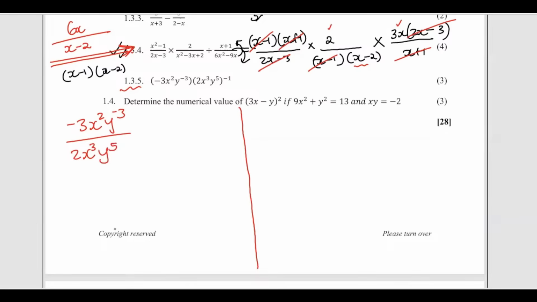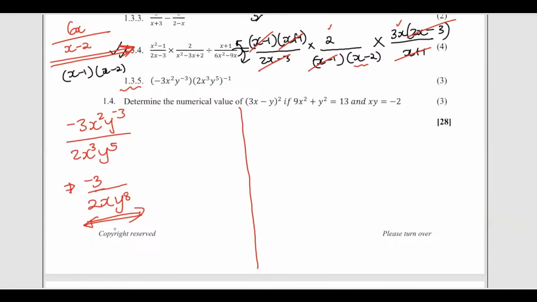Remember, -1, if I want to change the exponent to a positive, I must switch from being a numerator to a denominator. Then I can apply the laws of exponents, okay? So we have more 3's, we have more x's down, we have more y's down, okay? Meaning that our final answer is just gonna be a -3 over 2. 3 minus 2, we're gonna have just the 1x. Then 5 minus -3, we're gonna have 8. So this should be our final answer.